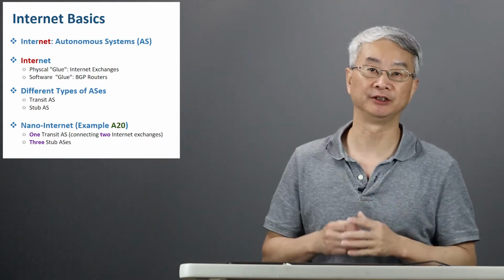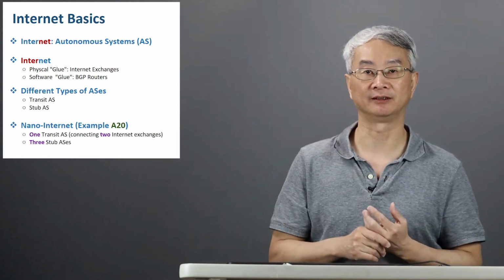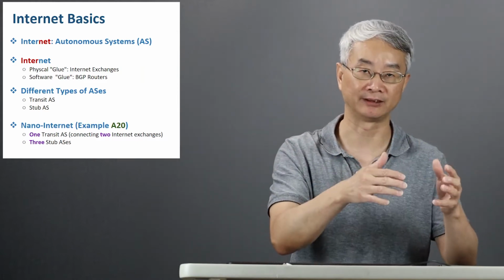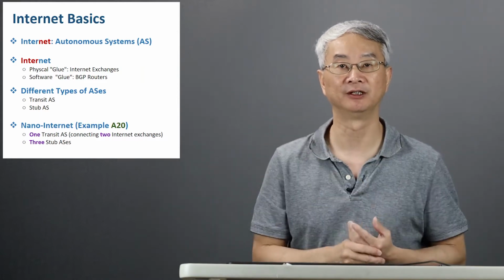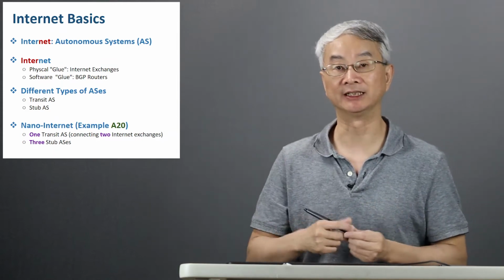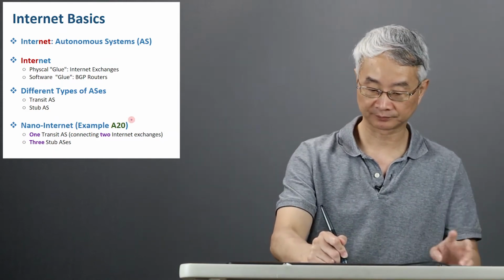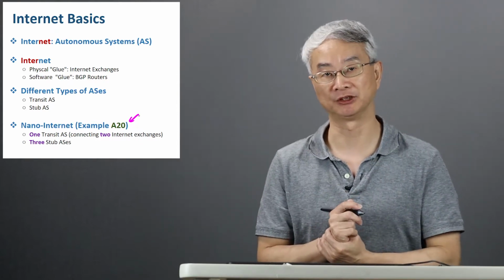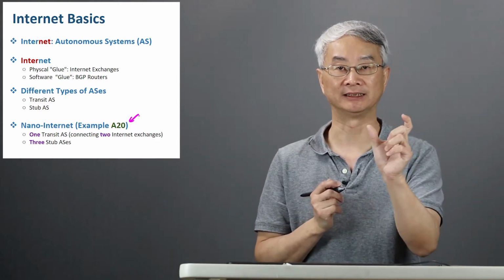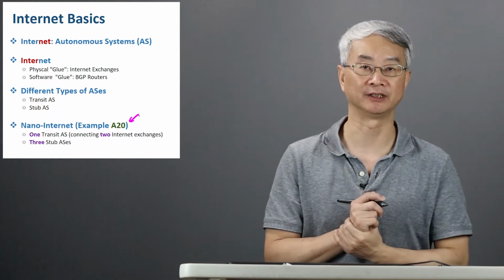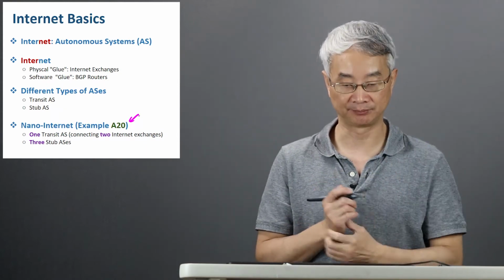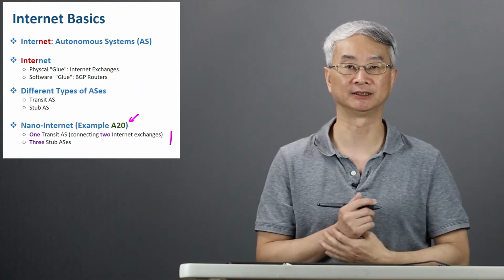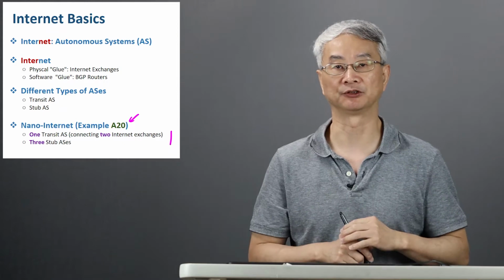We're going to build a very small internet. We do have an example called the mini internet, so I'm going to call this one the nano internet, which is even smaller. That is example 820. If you look at our GitHub repository, inside the example folder, you're going to find 820, and you're going to see the code in there. This is very simple. We only provide one transit and three stub autonomous systems.